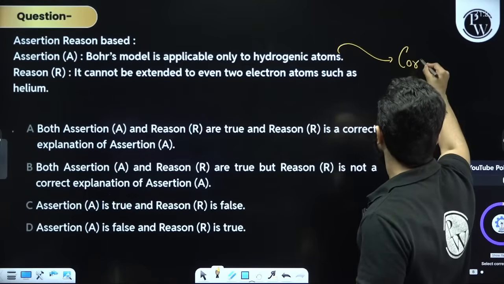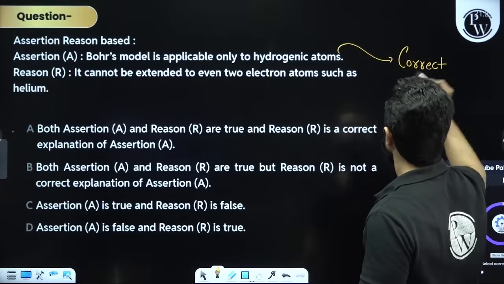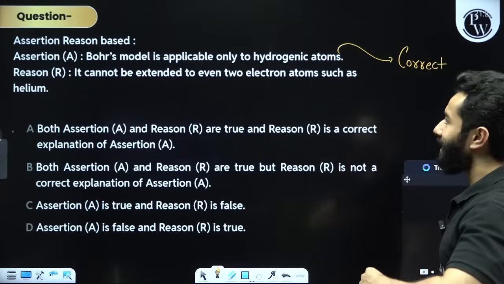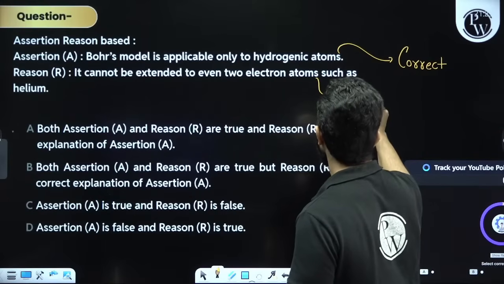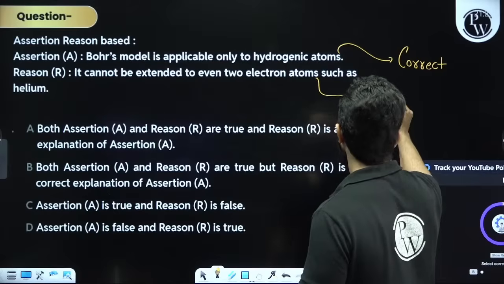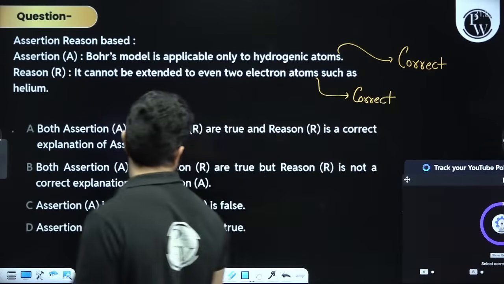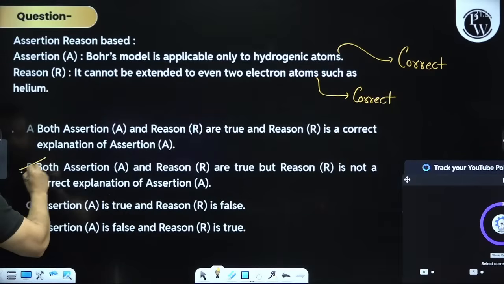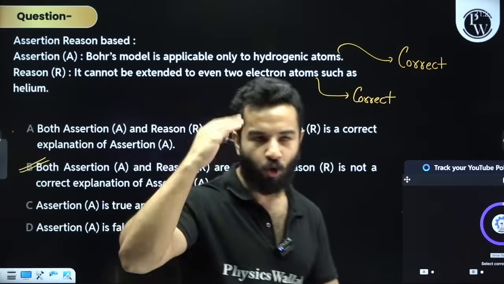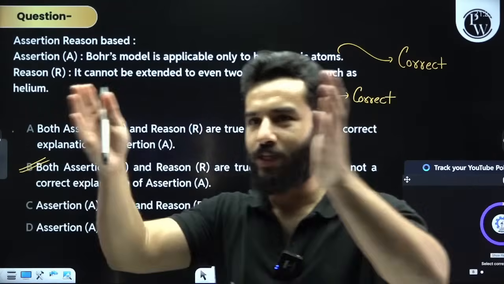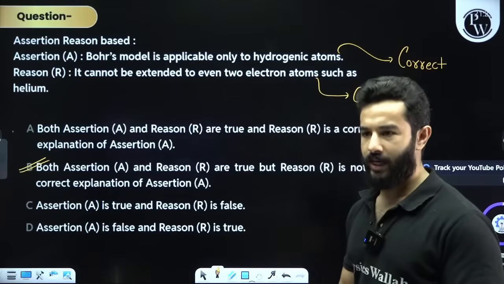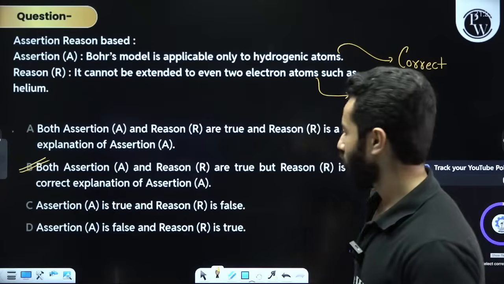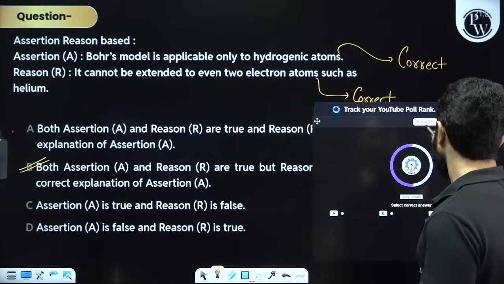Correct. Correct. It cannot be extended to even 2 electron atoms such as helium. This is also correct, but not a correct explanation. Reason is not a correct explanation, right? It makes no sense if we are going to club the two statements together, right? So answer is option B.